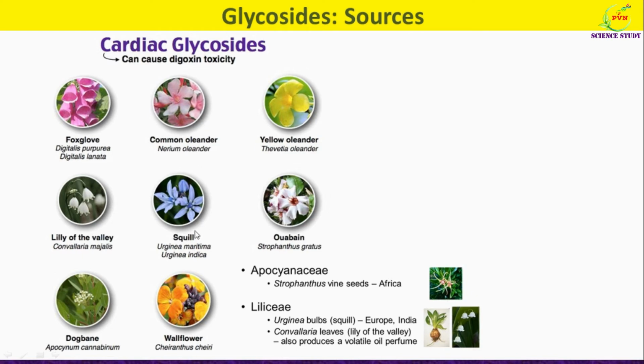Cardiac glycosides are also produced from Urginea maritima, commonly known as squill plant, as well as wallflower, yellow oleander, and ouabain. Cardiac glycosides are also produced from members of Apocynaceae, such as Strophanthus vine seeds, which is common in Africa. Cardiac glycosides are also produced from members of Liliaceae, such as Urginea bulbs as well as the Convallaria leaves. These are the photographs of the members which produce cardiac glycosides.